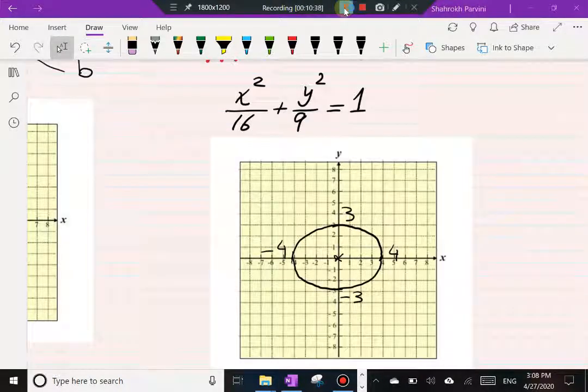Okay, so I went ahead and fixed this. I actually had a graph for another problem there. Sorry about that. So anyway, this is now the correct graph. The center of this ellipse again is at 0, 0.